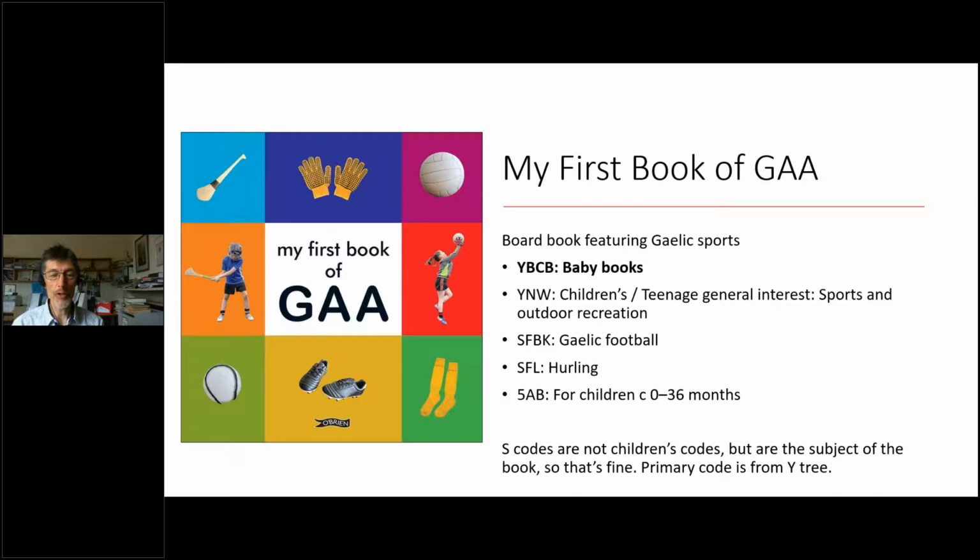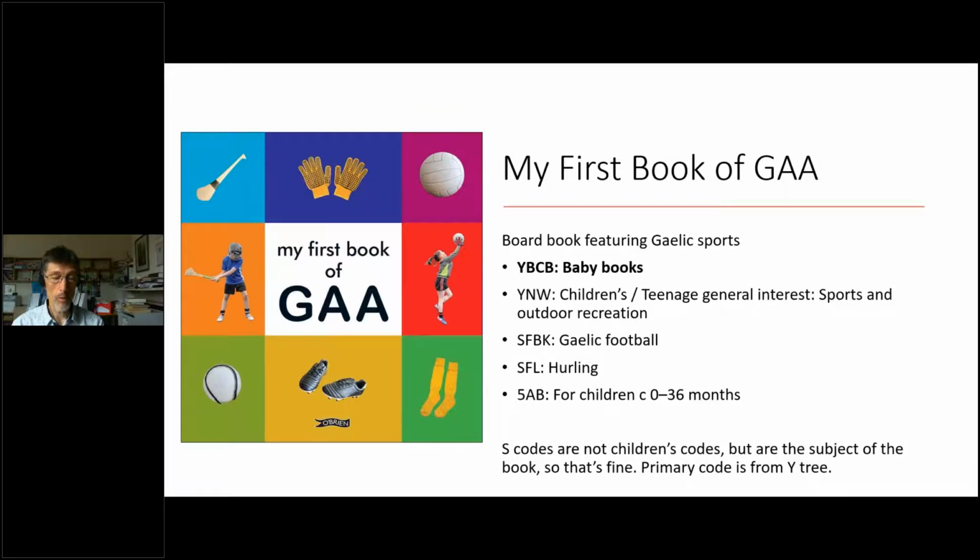I'm going kind of from young to old here. So my first book is a board book featuring Gaelic sports. Our primary code, in each case I've highlighted the primary code in bold, is YBCB because it's a baby book. Then I'm using the children's code for sports and outdoor recreation. And then I'm using two non-children's codes, the SF codes for Gaelic football and hurling. And then we have an age qualifier, 5AB.